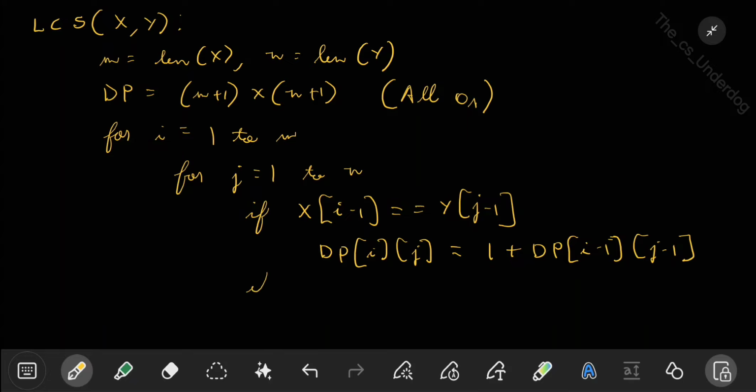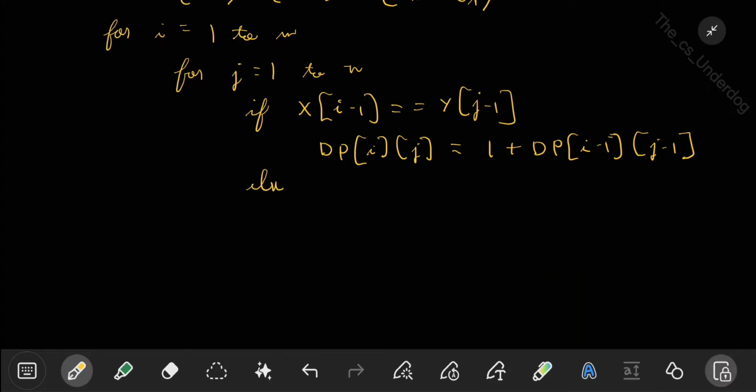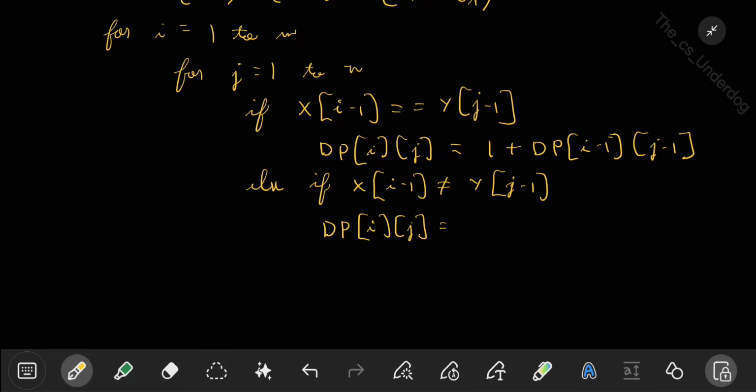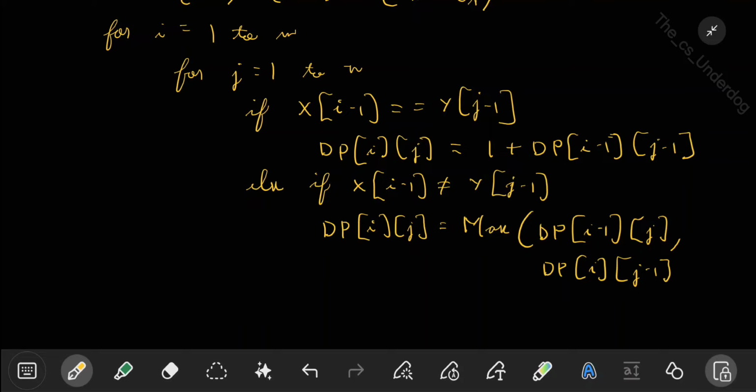If it doesn't match, then what? Else. Ideally I would just write an else case here, but I'll write else if so that you will clearly see what the condition is. Else if x of i minus 1 is not equal to y of j minus 1. In this case, you want to find the maximum of two things. Your dp of i j will be the maximum of: first, in case the first string has one letter less, dp of i minus 1, j. And the other case, in the second string you consider one letter less, that is dp of i, j minus 1. These are the two possibilities. From these two, whichever is the maximum will be filled in dp of i j.